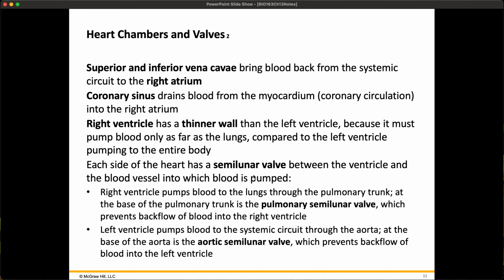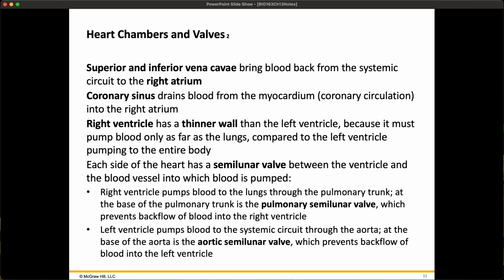And each side has a semilunar valve. So there's an atrioventricular valve and a semilunar valve. The pulmonary semilunar valve is between the right ventricle and the pulmonary trunk, that artery that's taking deoxygenated blood from the heart to the lungs. So I'm going to say that again. Between the right ventricle and the pulmonary trunk, the vein that carries deoxygenated blood from the heart to the lungs.